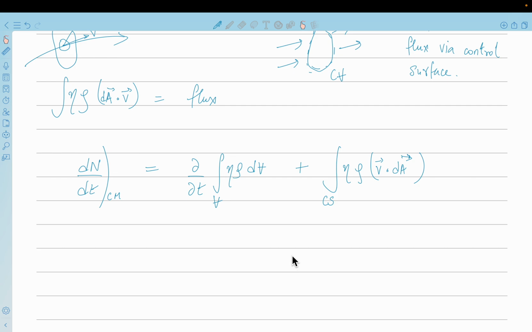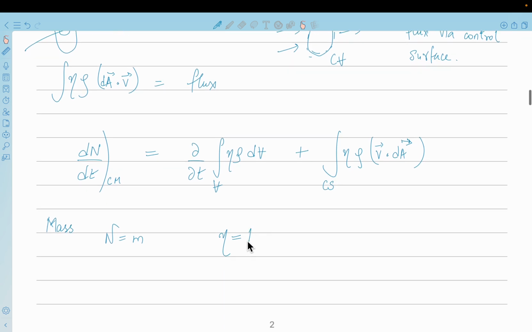And from the Reynolds transport theorem, you can go ahead and derive your conservation of mass, conservation of momentum. It is just a one line derivation. So if I want to talk about mass, N is equal to M. What is eta? If N is equal to M, what should be eta? 1. Eta is just 1.